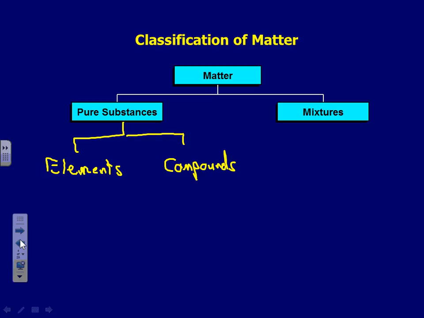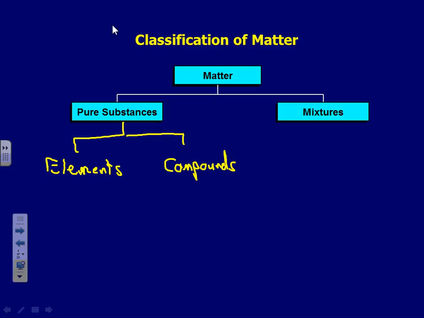We can subdivide the elements and compounds again into subgroups, but we're not going to do that for today. But when we get talking about the periodic table, we can break the periodic table of elements into metals and nonmetals, right? When we get talking about compounds, we can break that group down into something called ionic compounds versus molecular compounds. So there are more subdivisions, but we're going to look at that just for today.